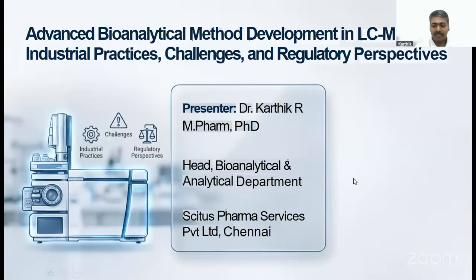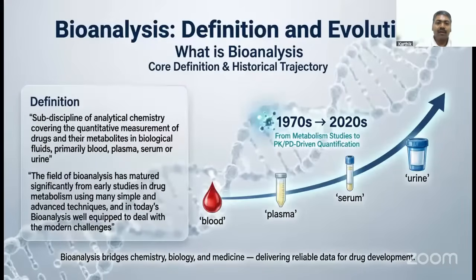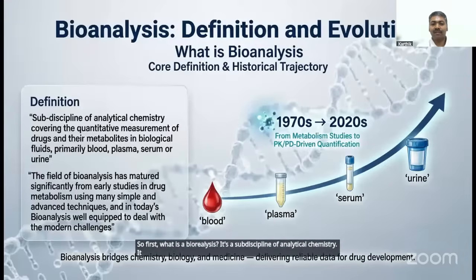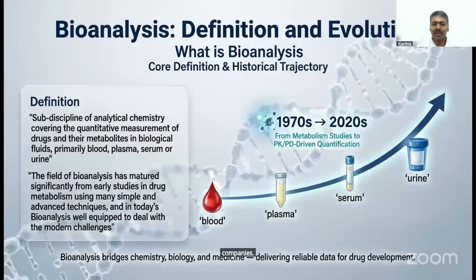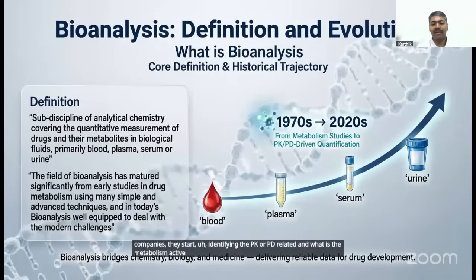So first, what is bioanalysis? It's a subdiscipline of analytical chemistry. It covers the quantitative measurements of the drug and its metabolites in biological fluids like blood, plasma, serum, and urine. It started from the 1970s onwards. Most of the universities, researchers, and companies started identifying PK or PD related information and metabolism, active diseases from the biological matrices.